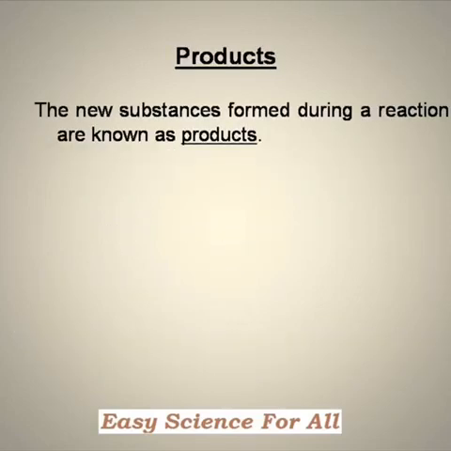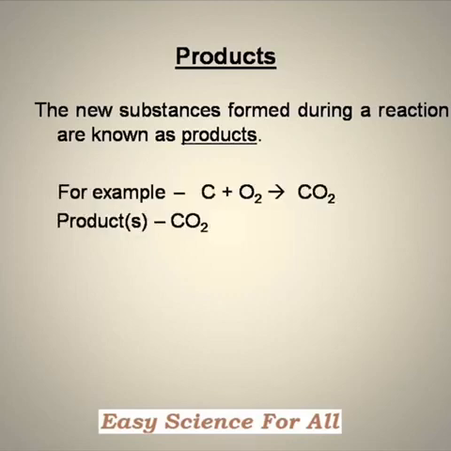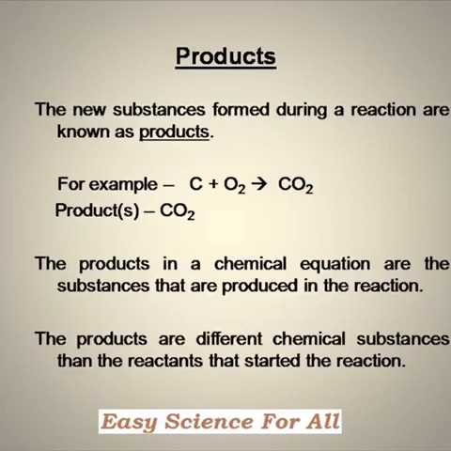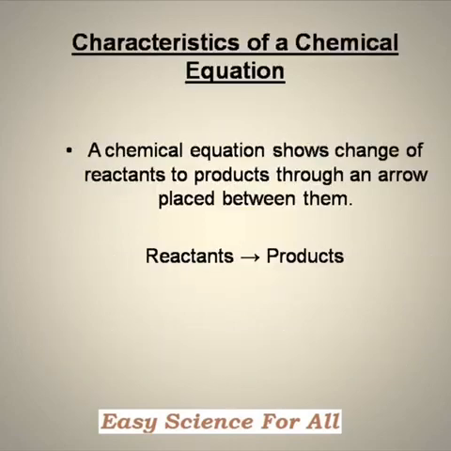The new substances formed during a reaction are known as products. In this example, the new product formed is carbon dioxide. The products are the new substances formed during a chemical reaction. The products are different chemical substances than the reactants that started the reaction.